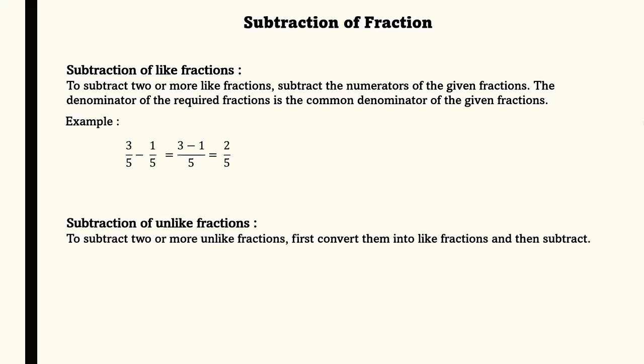Subtraction of unlike fractions. To subtract two or more unlike fractions, first convert them into like fractions and then subtract. 1 by 5 minus 1 by 10 is equal to 1 by 10.